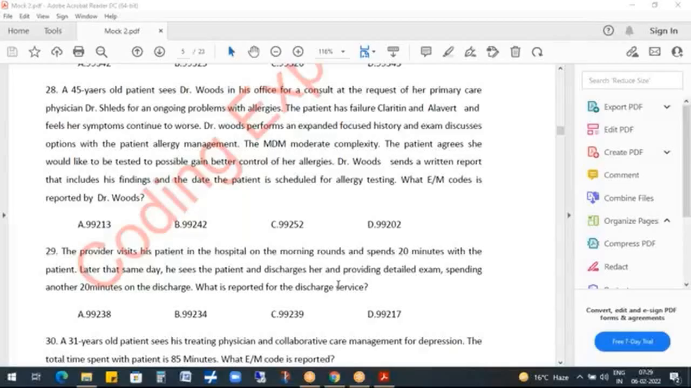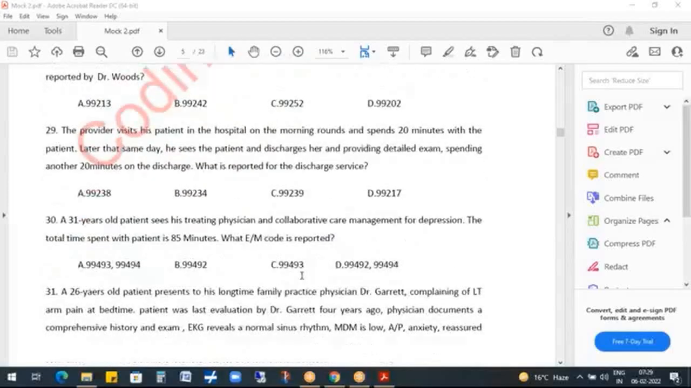Okay. So where is 99238, the admitted and discharged one? No, sir. 99239 is the correct one. They're asking to code only for the discharge service. Yes, sir. Okay, 99239 is the answer. Next, question number 30.